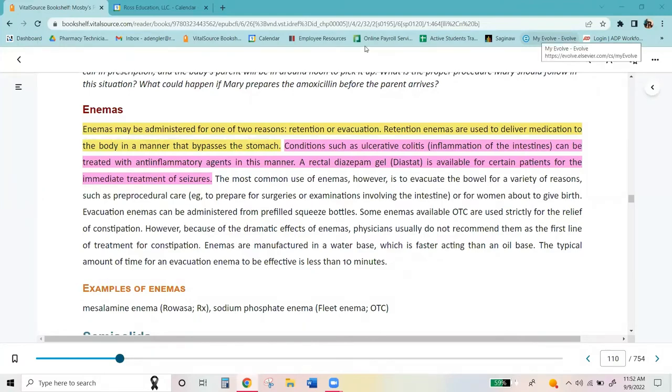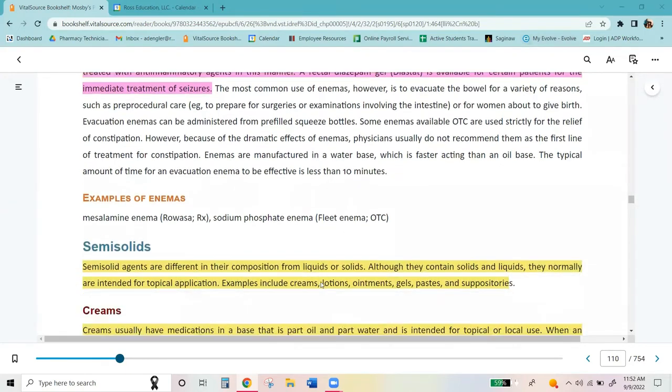Enemas may be administered for one of two reasons: retention or evacuation. Retention enemas are used to deliver medications to the body in a manner that bypasses the stomach. Conditions such as ulcerative colitis, commonly abbreviated as UC, which is inflammation of the intestines, can be treated with anti-inflammatory agents in this manner. A rectal diazepam gel, brand name Diastat, is also available for certain patients for the immediate treatment of seizures.